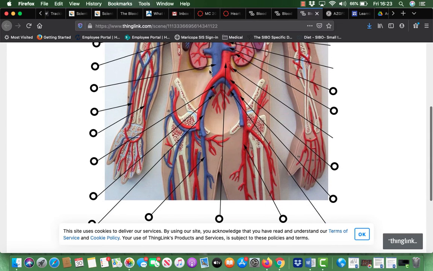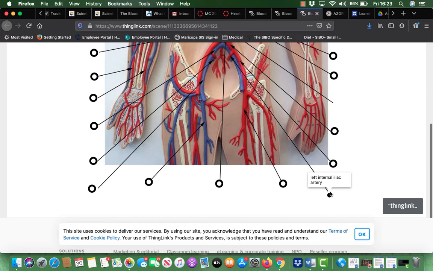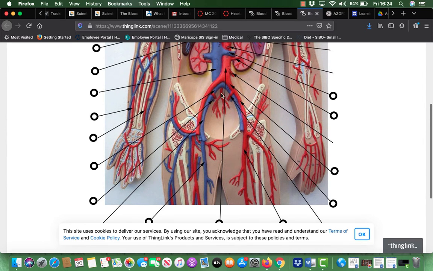So you can see, and if you want to see how they're spelled, you can follow this down. Here is the internal iliac artery right here, and then here is your external iliac artery. That's kind of nice because your veins are going to mirror this. But again, just common iliac branching into internal and external iliacs.